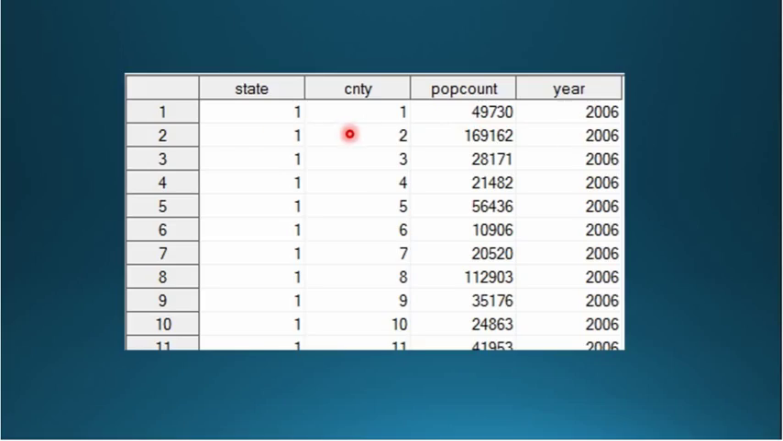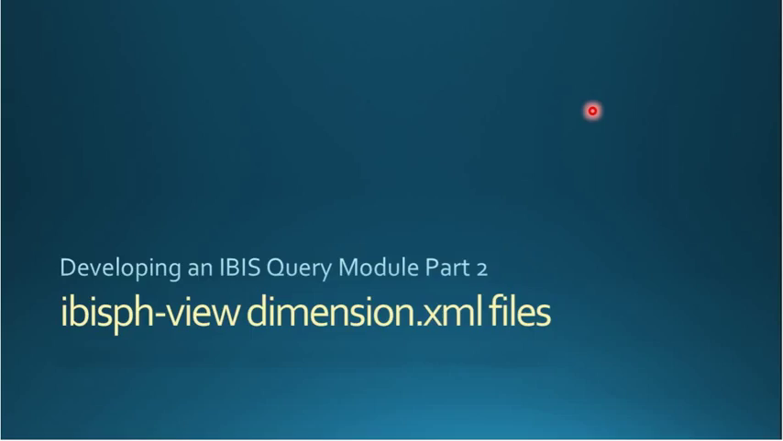State and county are coded. They're not text variables. Everything's numeric. And then I have a pop count value for each state, county, and year. Now we're going to look at a dimension file to see how those numeric values get labeled.